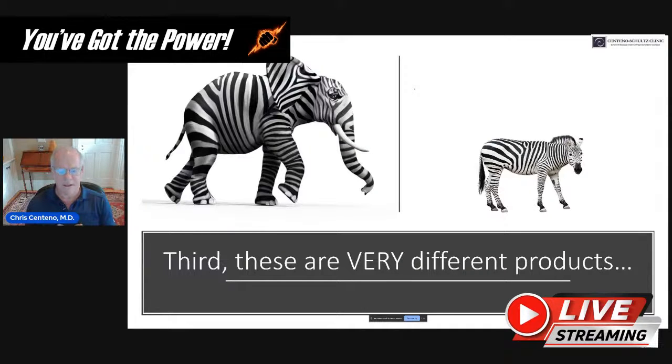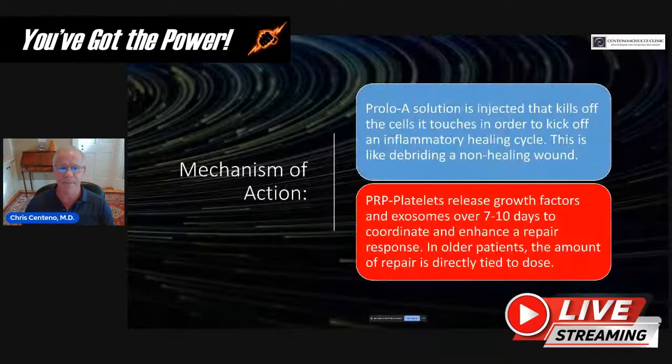Third, prolotherapy and PRP are very, very different products, but they're often exchanged, I find, in common conversation with patients. And so it's a little bit like the zebra colored elephant and an actual zebra. These are two very different animals. But in this case, they both kind of look the same. And so I think that kind of thinking gets to patients sometimes, and they kind of lump these into the same category, but they're very, very different.